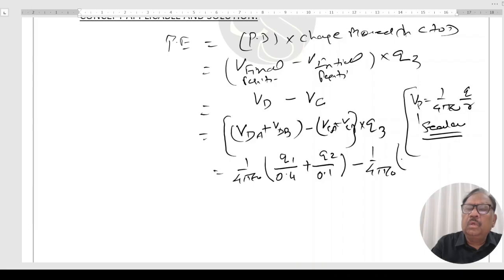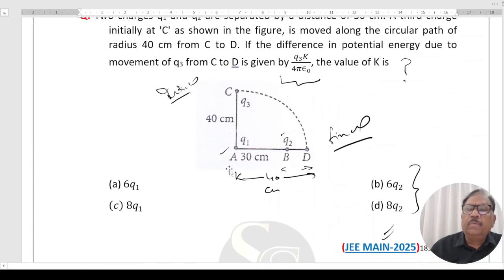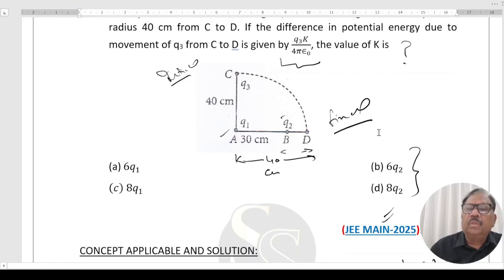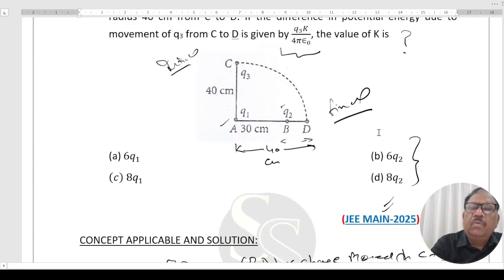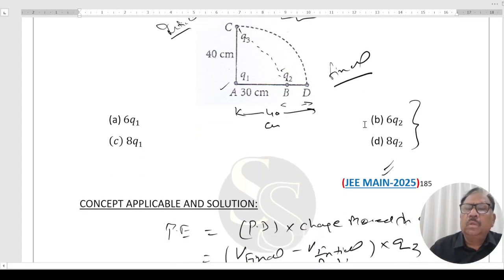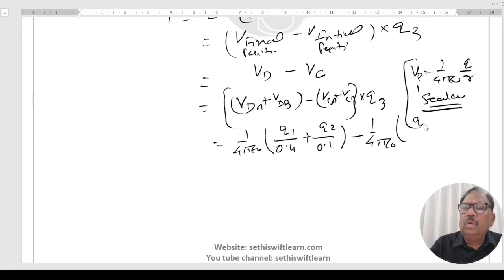VCA is 40 and this is 30. VDA is 40, VDB is 10, and due to VCA plus VCB, VCA will be 40 and VCB this comes out to be Q1 upon 0.4 plus Q2 upon 0.5, right, into Q3.